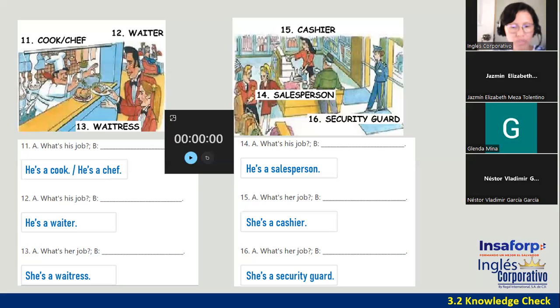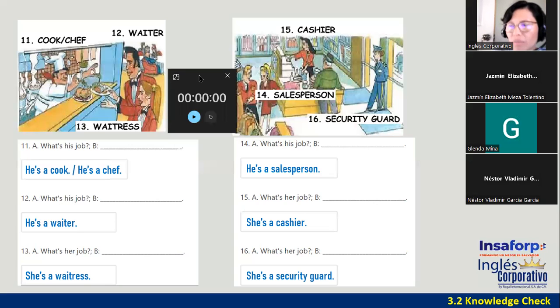Vaya, chicos, les voy a poner el segundo link, ¿ok? Porque necesito que completemos la parte de vocabulario para pasar a la siguiente parte de la explicación, ¿verdad? Entonces, ahí ya les mandé el segundo link. Me avisan cuando lo hayan finalizado y me comparten las notas aquí a través del chat de Zoom, por favor.